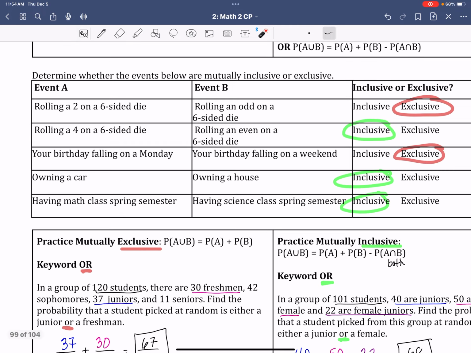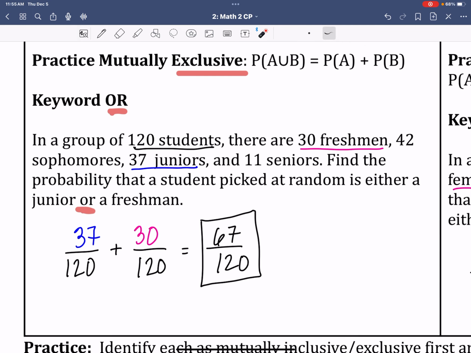In this case, a group of 120 students has 30 freshmen, 42 sophomores, 37 juniors, and 11 seniors. Find the probability that a student picked at random is either a junior or a freshman. Again, these are exclusive because you can't be both, so it's one or the other. You're looking for juniors, which is right here, and freshmen, which is right here, and I color-coded it for you.